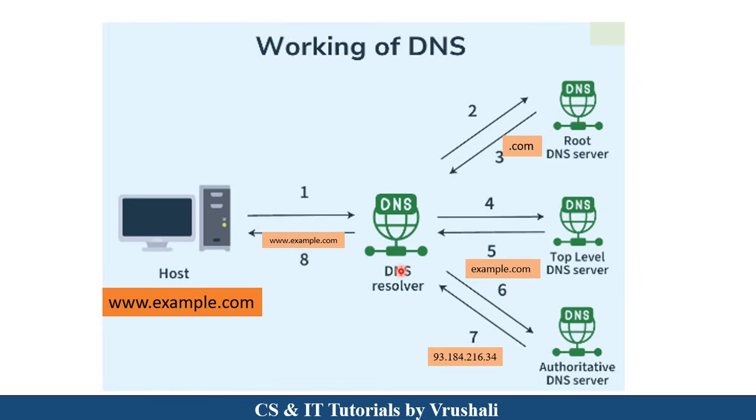Now the DNS resolver again sends this to the authoritative DNS server, which finds the IP address of example.com, and this authoritative DNS server provides the IP address to the DNS resolver. Now whatever contents have been uploaded on this IP address or on this website will be seen by the user. So from an exam point of view, this diagram is important.